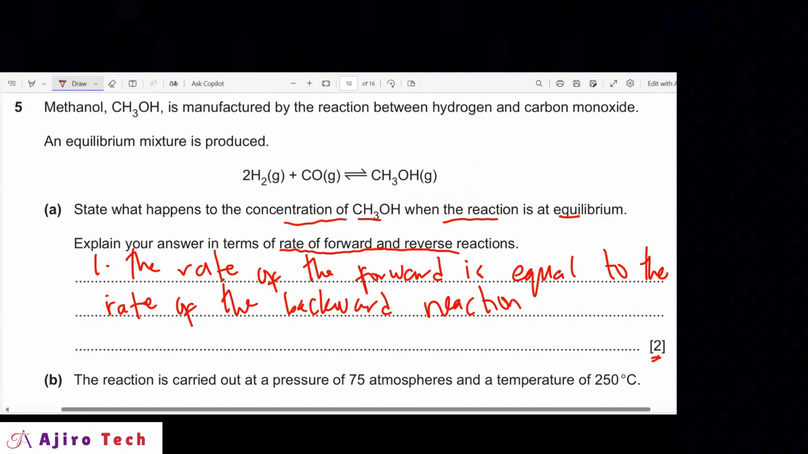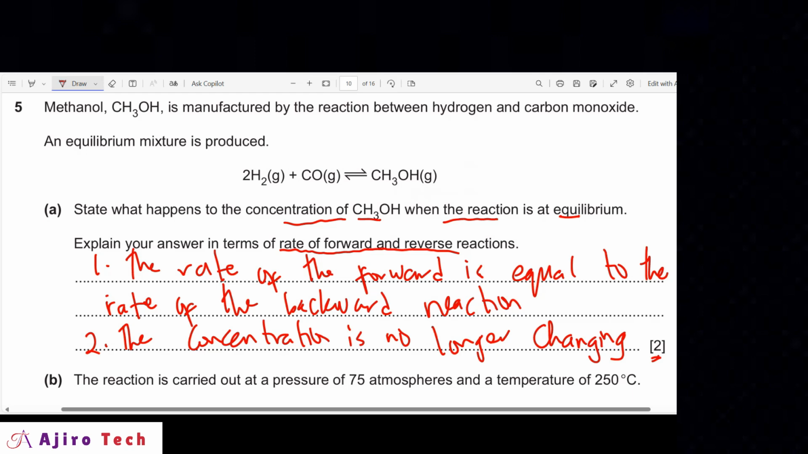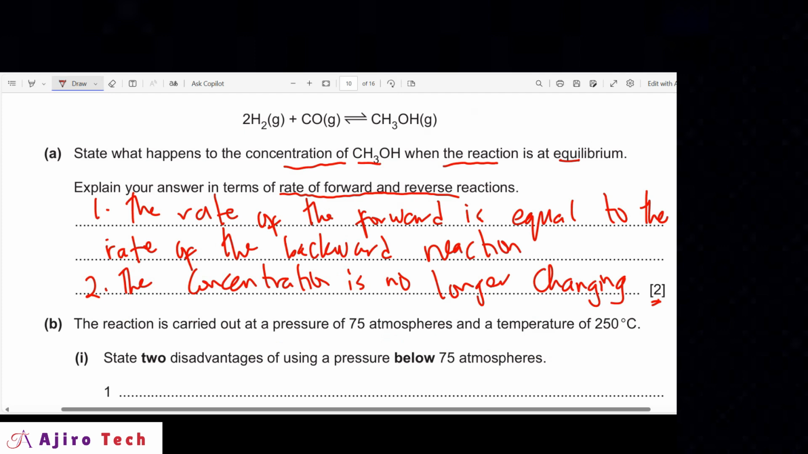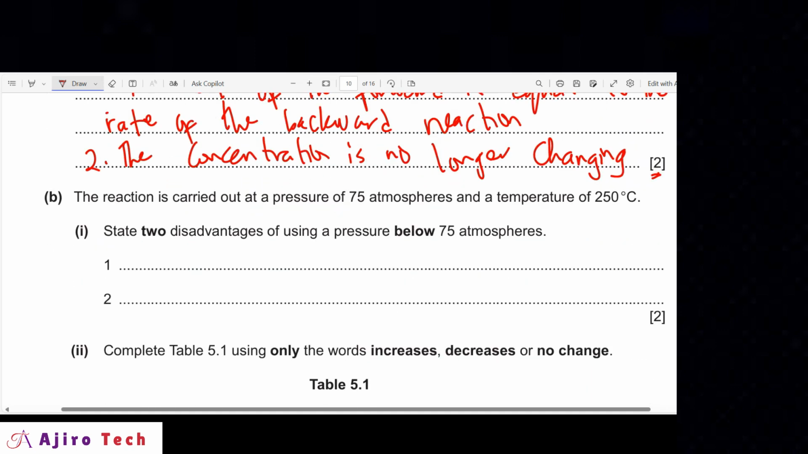That's why the other one says. And remember, the second definition of equilibrium in terms of concentration is that the concentration is no longer changing. They are not equal, remember. Don't use the word they are equal. They are no longer changing, meaning that the concentration is constant. It's not changing any longer. Not necessarily equal. They are just constant, not changing any longer. So this is what you're expected to do. So basically, the question is simply telling you define equilibrium. And that's a common question over the years. All right, so the reaction is carried out at the pressure of 75 atmosphere and the temperature of this.